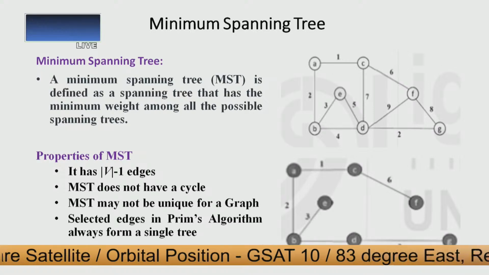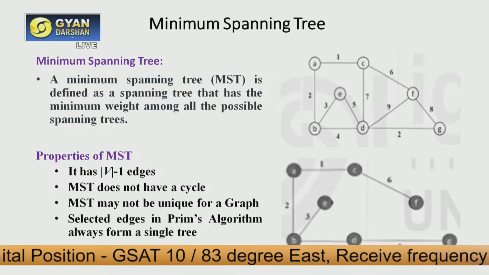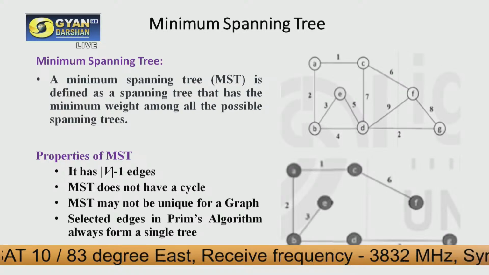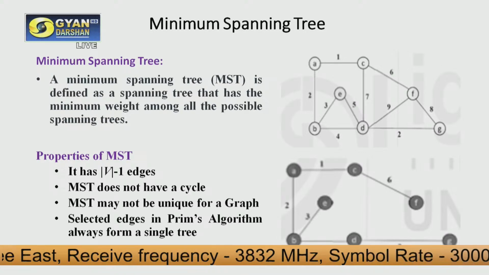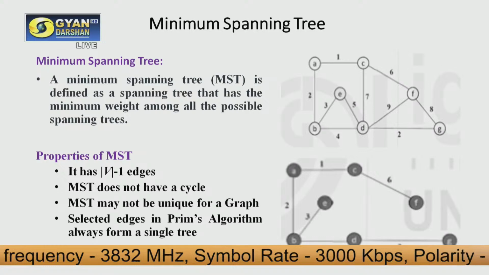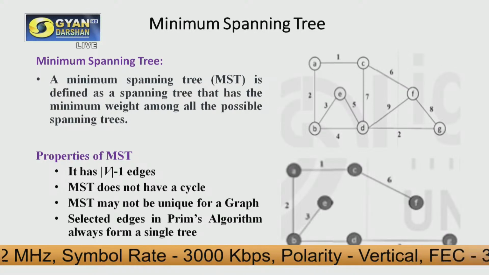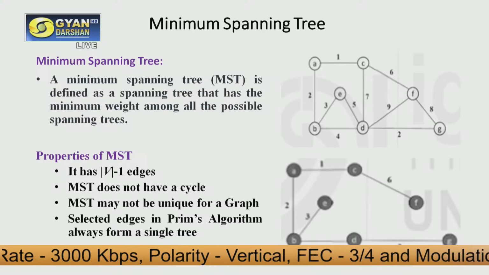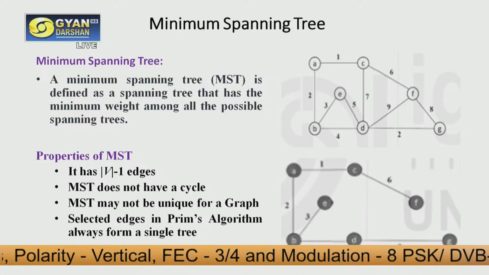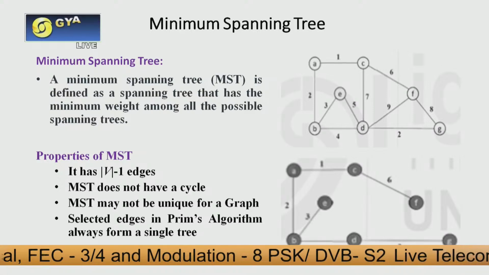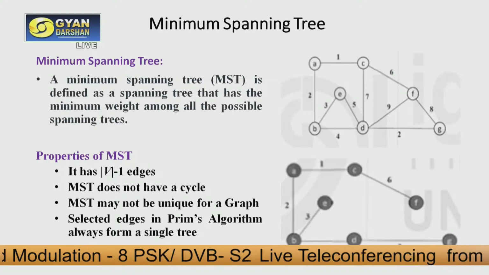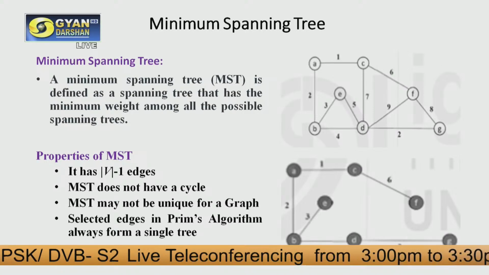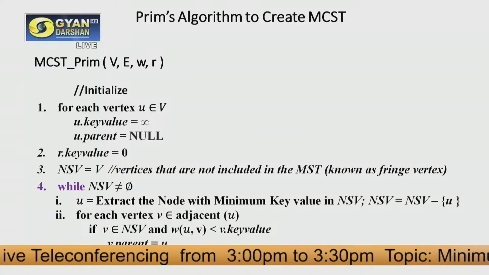So here in this slide you can see that the upper one is the graph and the bottom one is the minimum spanning tree. Now the question is how we can create a minimum spanning tree with the help of Prim's algorithm. There are many algorithms to create a minimum spanning tree. For example, Prim's algorithm is one, Kruskal's algorithm is another one, but today we are going to discuss Prim's algorithm. So let us first discuss how Prim's algorithm works for creating the minimum spanning tree.